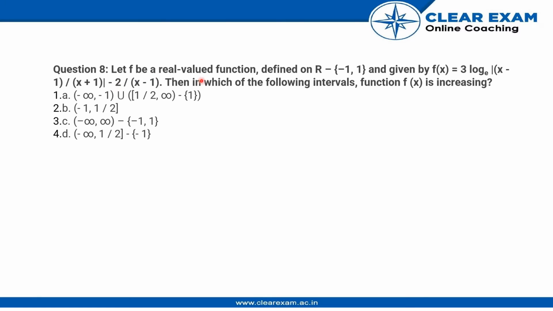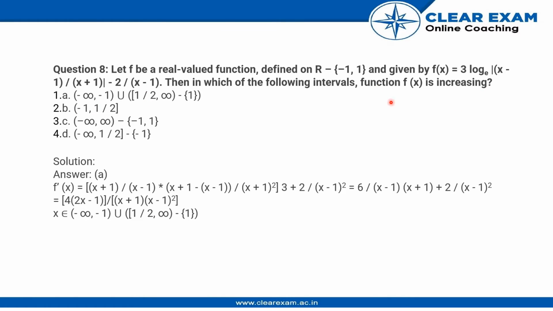The question says: let f be a real valued function defined on R minus [-1, 1] and given by f(x) = 3 ln(|x| |(x - 1)/(x + 1)|) - 2 * 2/(x - 1). Then in which of the following intervals is f(x) increasing?